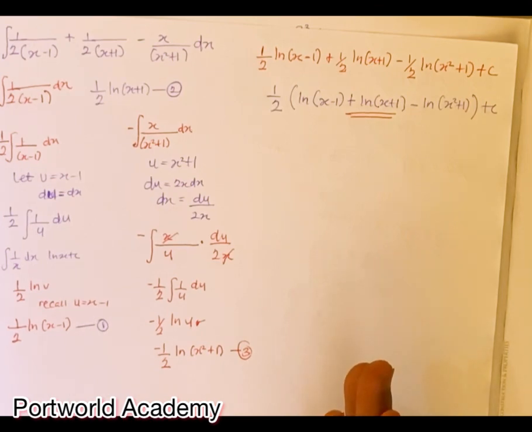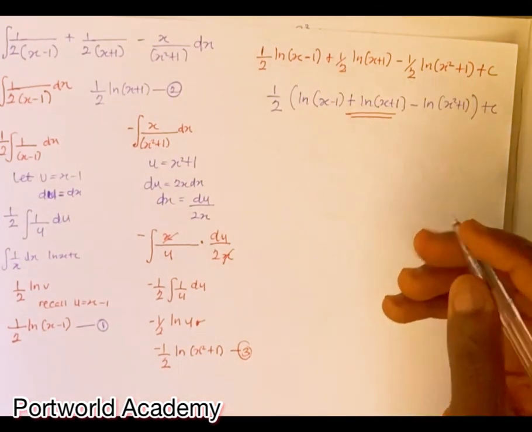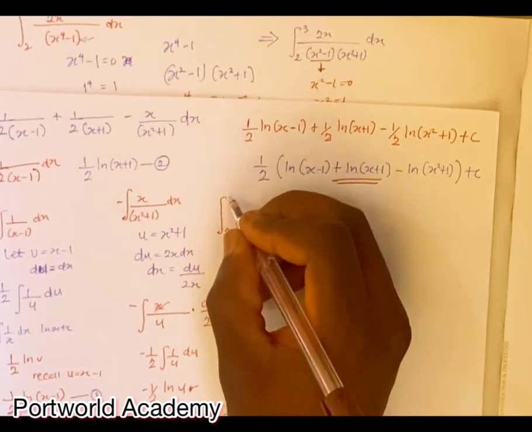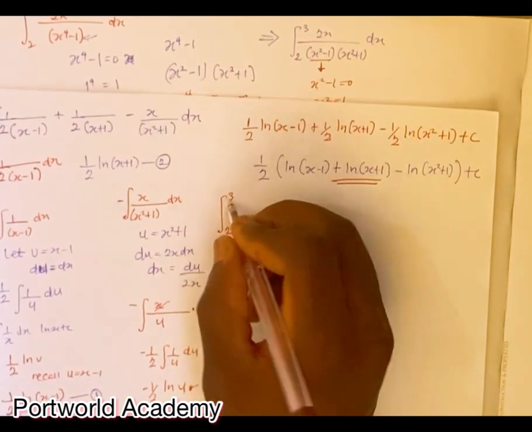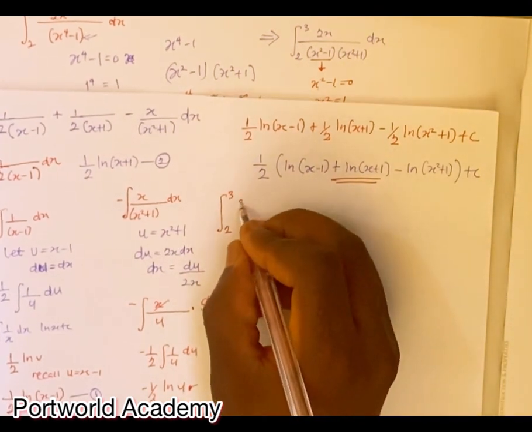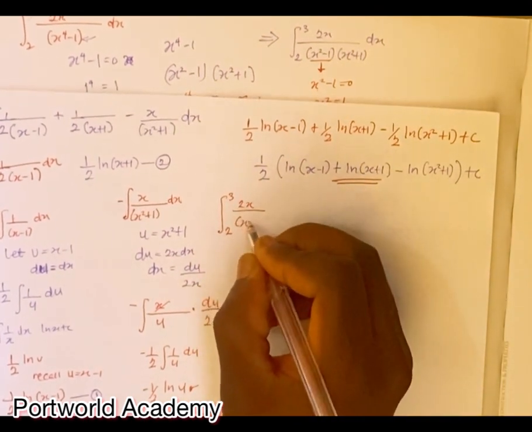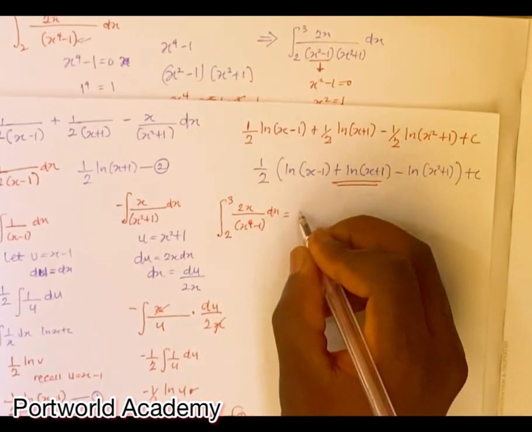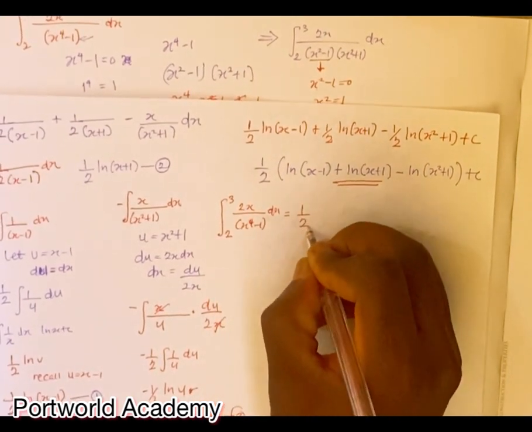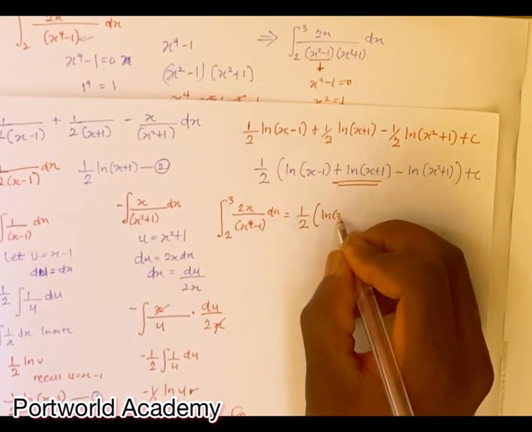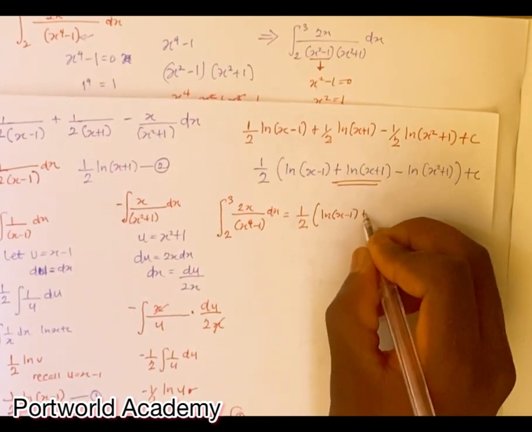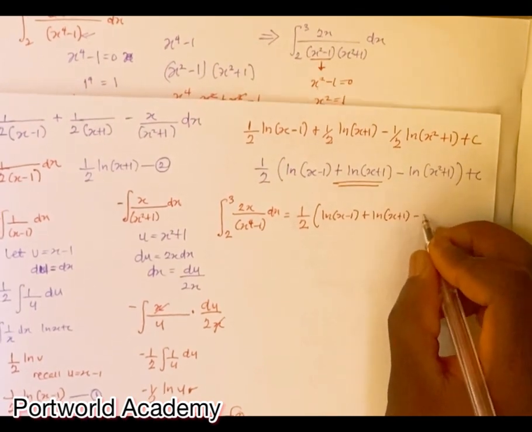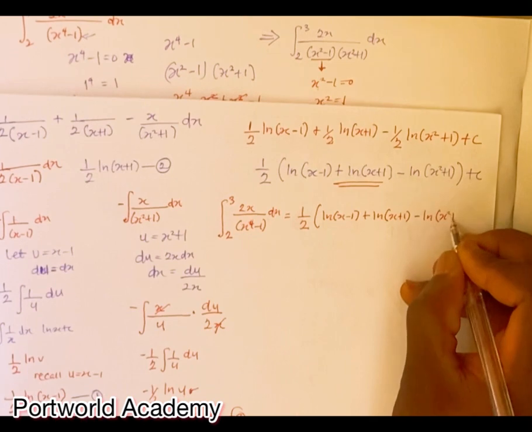But let's say we are integrating with limit. Now in the case that we have integral of 2 to 3, right? So I'm going to have integral of 2 to 3 of 2x divided by x to the power 4 minus 1 dx. That is the same thing as 1 over 2 in brackets ln x minus 1, right? Then plus natural log of x plus 1, right? Minus natural log of x squared plus 1.